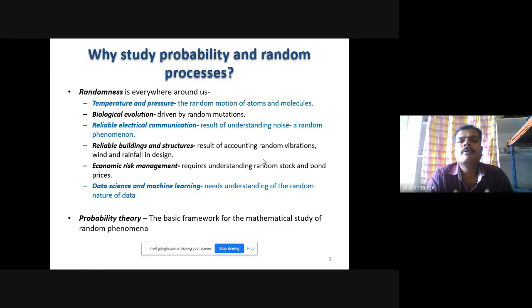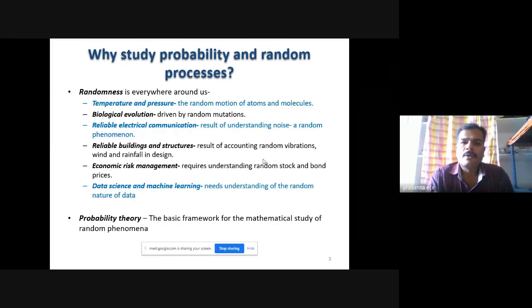When we want to understand something called a random process, we should be able to quantify it. Quantification means we have to assign some numbers. So when we describe a particular process, we assign some numbers. The other word for assigning numbers is mathematical modeling. So how do we model random processes? That is the entire content of this subject.